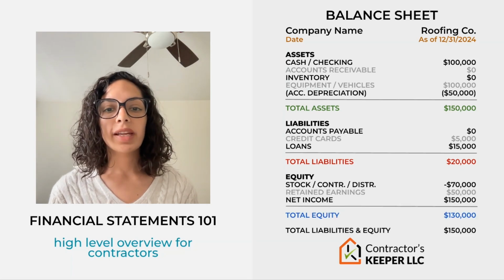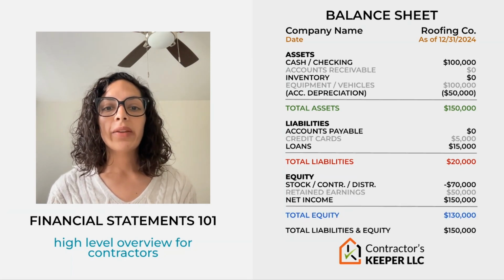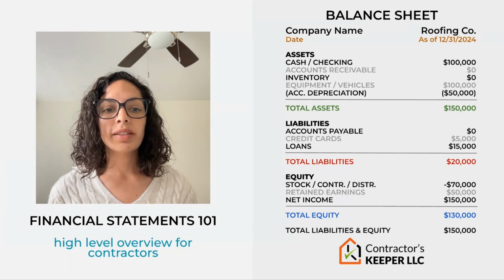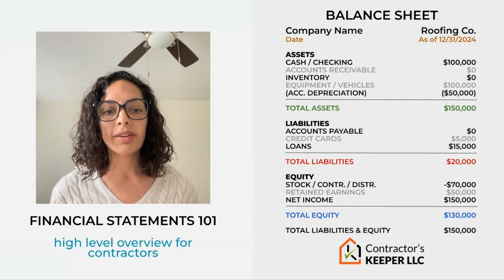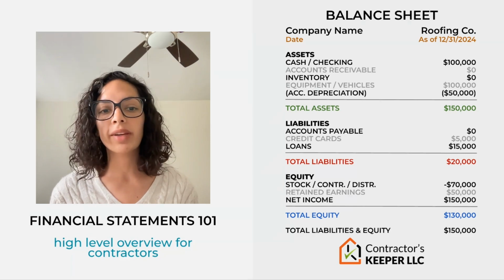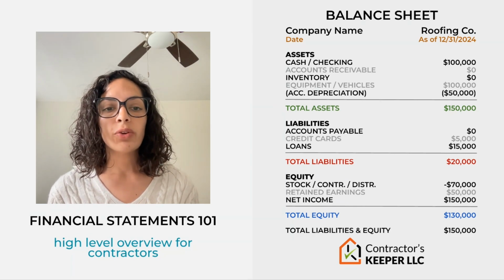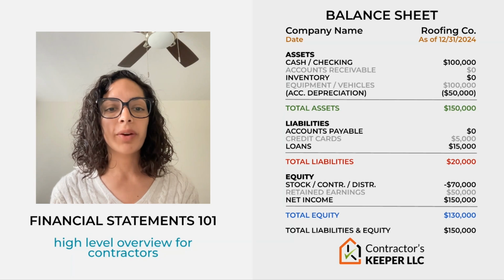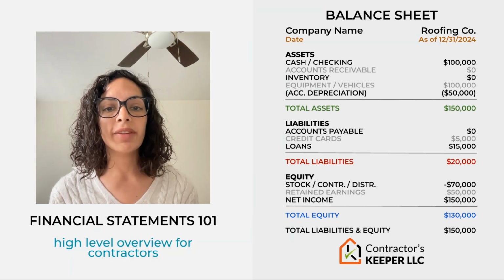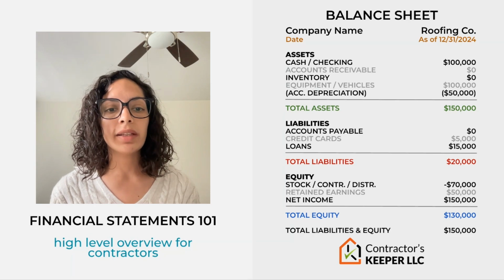The last section is the equity section. Now, the equity section can be structured differently depending on the type of tax structure that the company has, but generally speaking, there may be stock involved and some kind of an account for contributions and some kind of an account for distributions. So for sole proprietors, for example, we wouldn't have stock, but we would have owner's contributions and owner's draws. For an S corporation, we would have the stock, and then we would have an additional paid-in capital account and a distributions account.